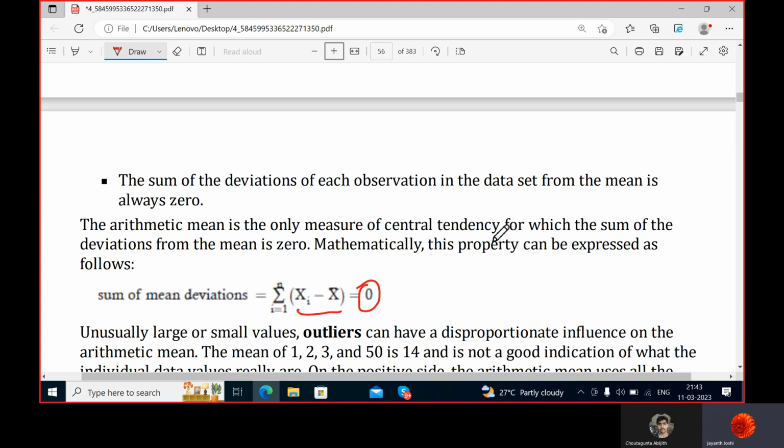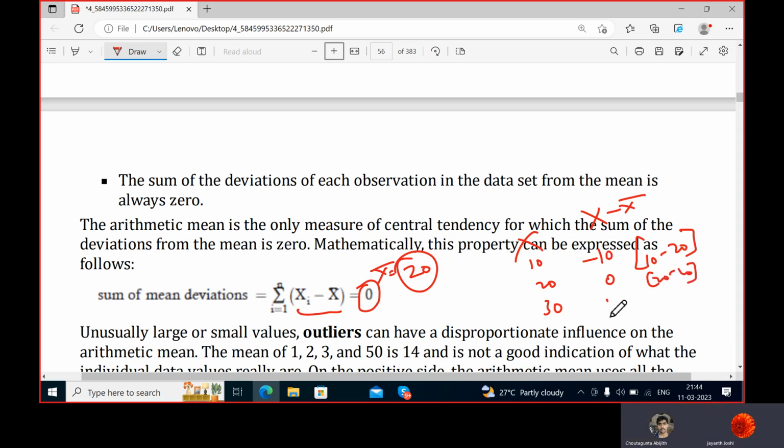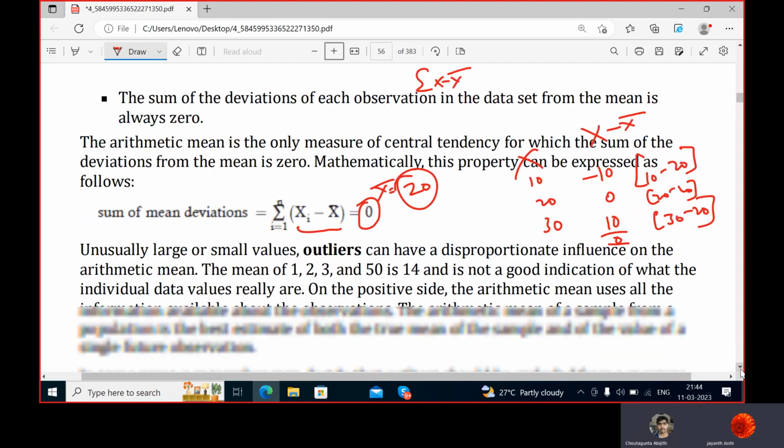For example, if I take some data 10, 20, 30, and the mean is 20. If I take this as x, I take x minus x bar. My x bar is 20. Now deviations: 10 minus 20 is how much, Abhijit? Minus 10, correct? 20 minus 20 is 0, correct? 30 minus 20 is 10, correct? So this x minus x bar, if I find sigma of x minus x bar, I get 0. That's one of the properties.